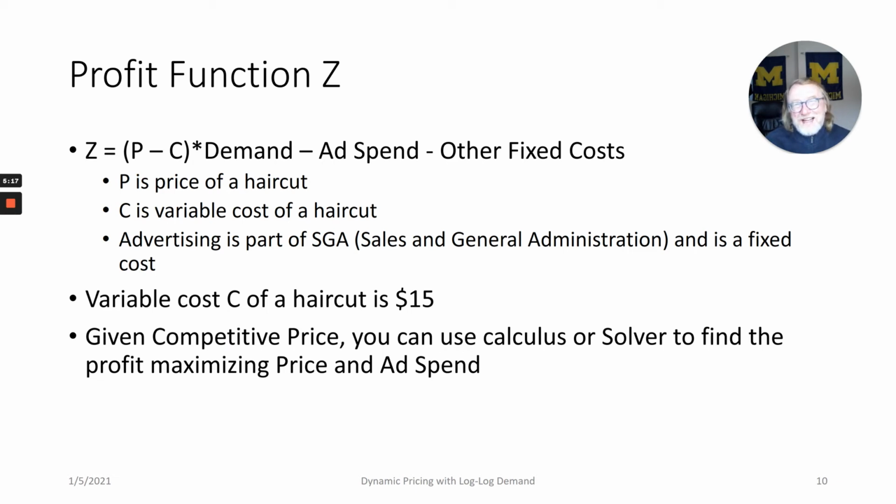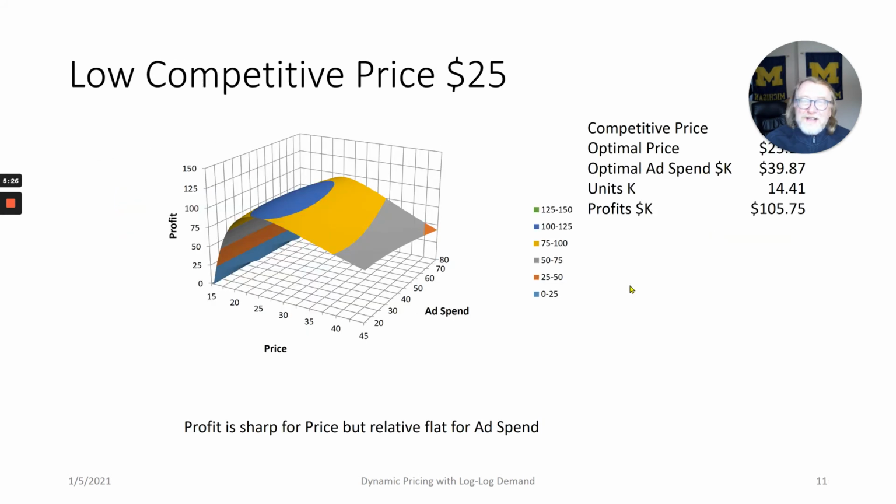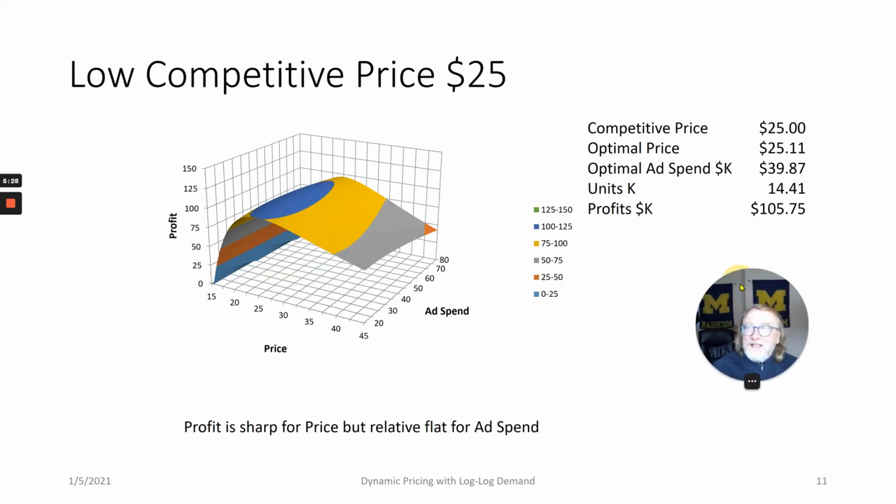You can actually apply calculus to this and solve it, or if you just like to use an optimization package like Solver, you can set it up and solve it there too. All right, so here's just using Solver, and this is price and ad spend, and this is the profitability. One thing you will notice is that the curvature of this function is a lot larger in the price direction than it is in the ad spend direction, right? So finding the optimal price is easier than finding the optimal ad spend.